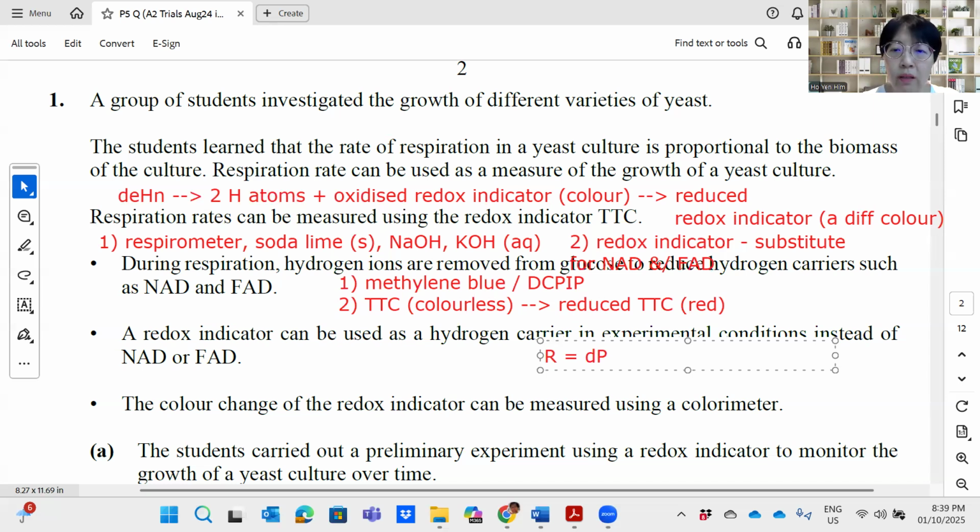The rate is dP over dt, the change in concentration of P over time. You fix the time, so you put it at 5 minutes. For 5 minutes, how much of the red color, meaning the reduced TTC, can be formed? So you fix the time and measure the product. Or the other way around, you fix the product.